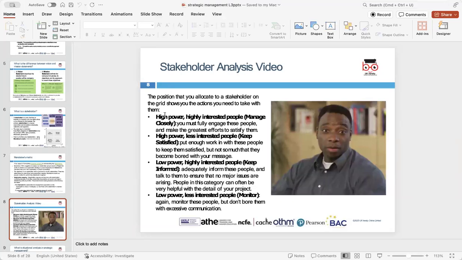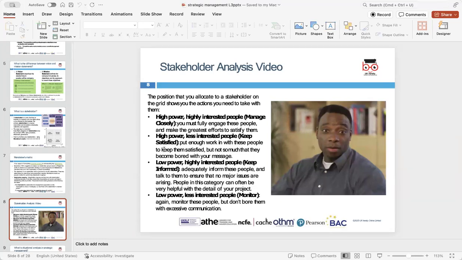So here, if you look, there are four types of stakeholders in this matrix. First, stakeholders with high power and high interest need to be managed closely. These individuals or groups must be fully engaged and their concerns should be prioritized to ensure their support. Examples include major investors or top management.